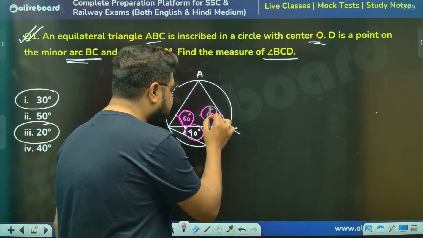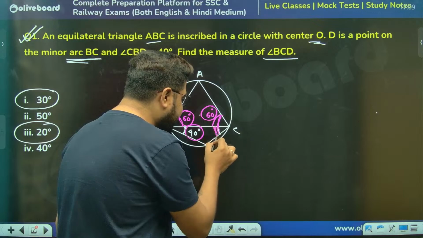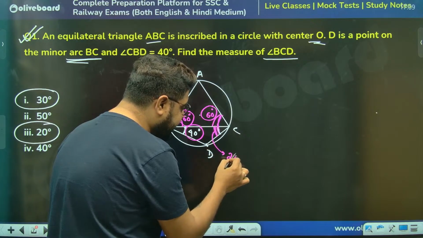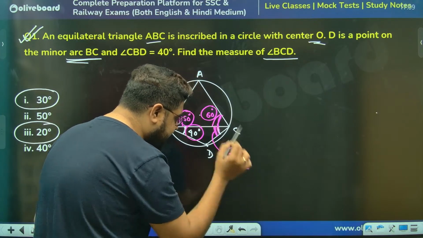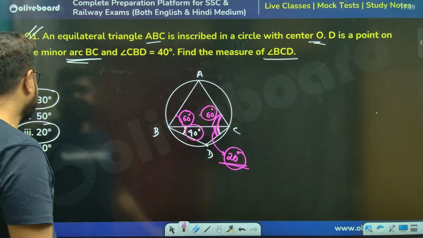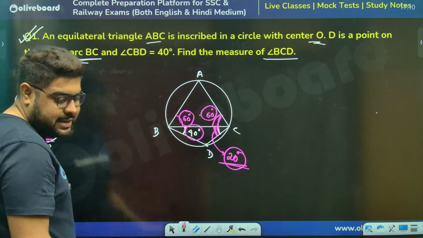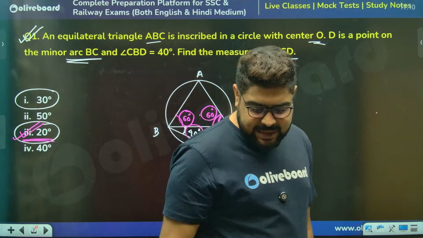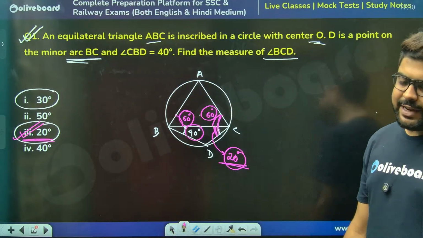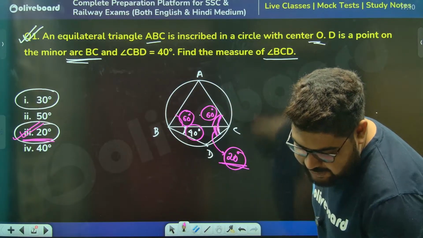60 gone from here, so this remaining angle has to be 20 degrees. So my answer is option number 3, 20. So Reena was correct. Yes, Bhavna, very good evening. 20 is your correct answer.